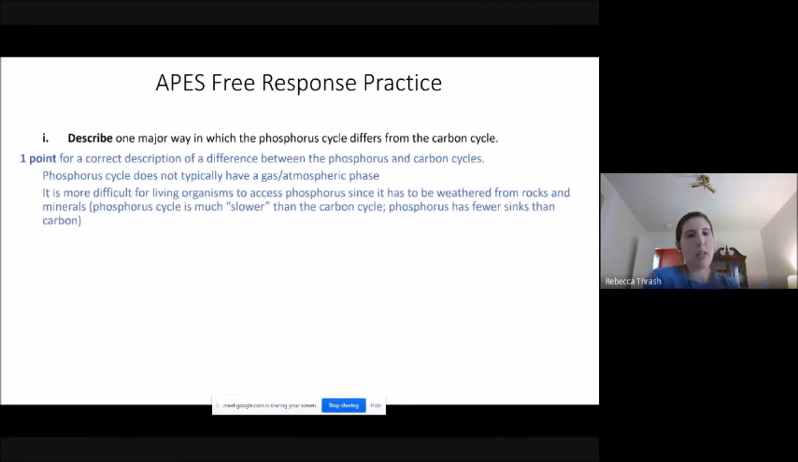What are the points? Phosphorus doesn't typically have a gas or atmospheric phase. There's not a phosphorus gas in the atmosphere. That's a big difference between it and the carbon cycle. It's also more difficult for organisms to access phosphorus because remember, the main way we get phosphate is through the weathering of rocks and erosion, and that's so much slower than simply taking carbon dioxide from the atmosphere and then converting it into organic molecules.